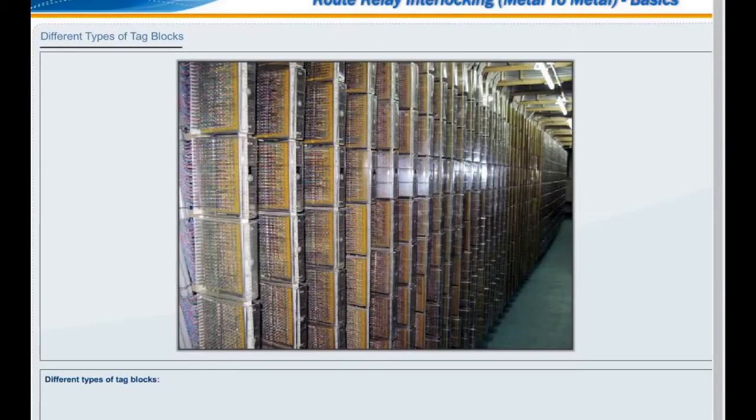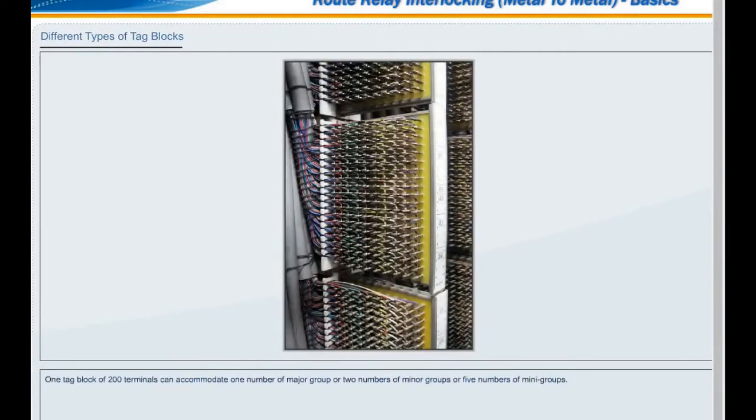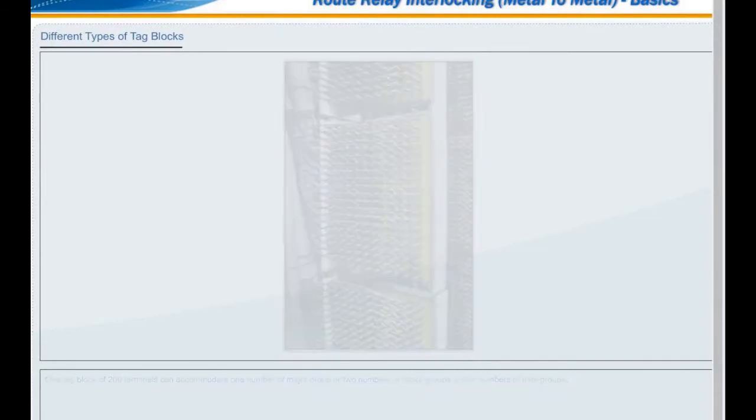Different types of tag blocks. There are 3 types of tag blocks available. They are the 200-way tag block, 160-way tag block and 96-way tag block. One tag block of 200 terminals can accommodate one major group or 2 minor groups or 5 mini groups.